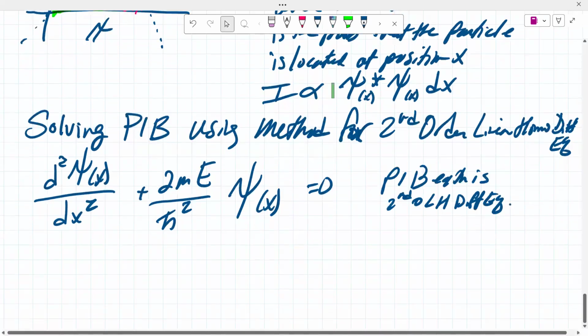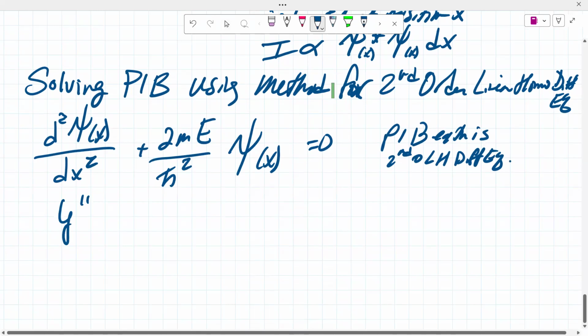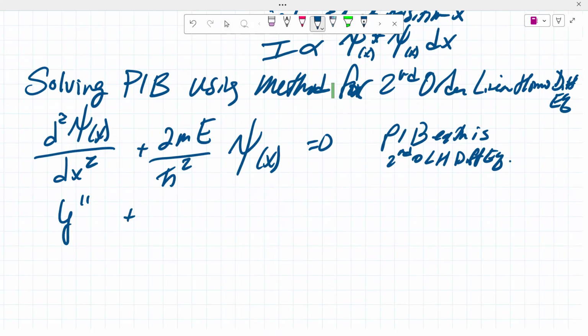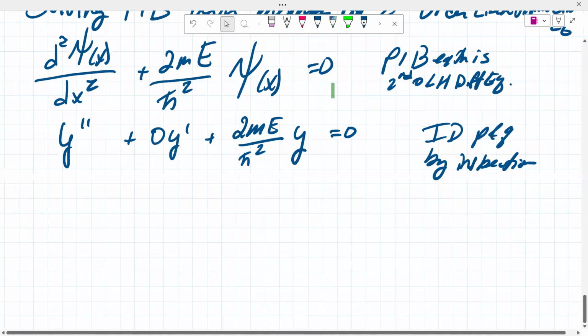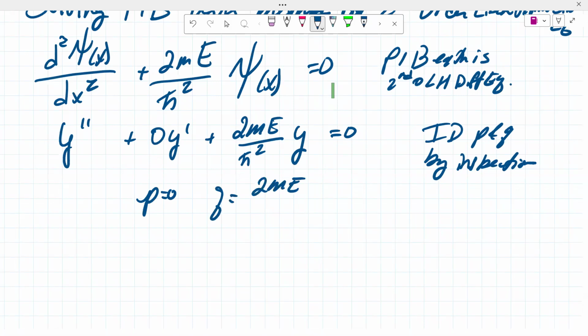All right, so what do we need to do? Well, now we need to match up y double prime plus how many y primes do we have? Here's the d squared, that's the y double prime. I don't see any d dx, so it's 0 y prime plus, now here's just a plain y, so we're going to have 2me over h bar squared y equals 0. This is in the more standard form. So now we need to identify P and Q by inspection. P goes with the y prime, so P equals 0 and Q equals 2me over h bar squared.